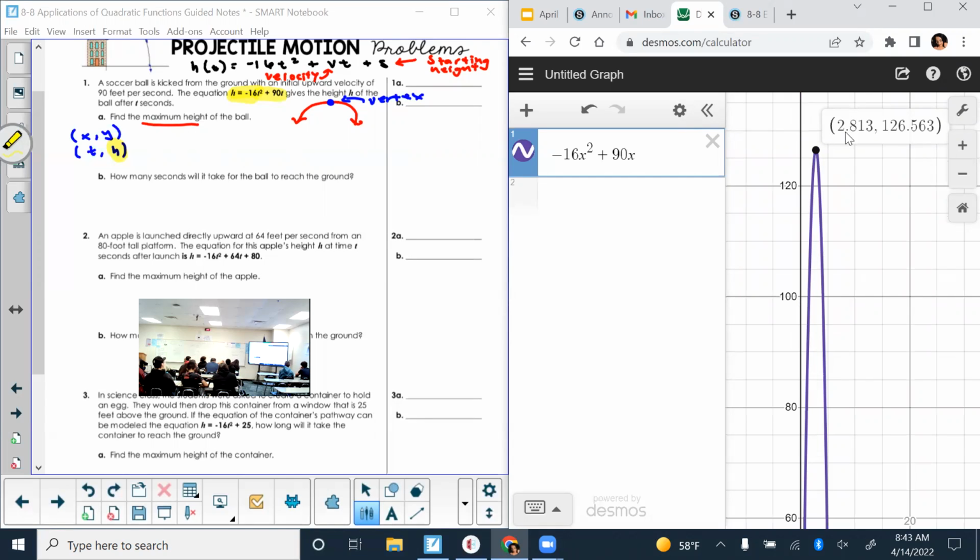So is it the 2.8 or is it the 126.6? That's our maximum height. Good, it's the second one. So our vertex is about 2.8, comma 126.6. So our height, I'll squeeze it in here even though I don't really have room, is about 126.6 feet. Questions about that process?